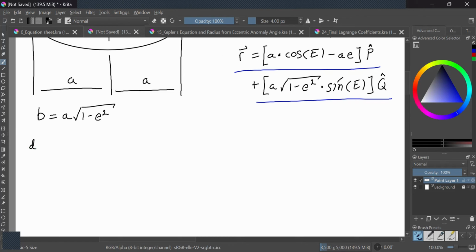So dr/dt is v, and that will be a times e dot times the sine of E. And because a and e are constants, there's nothing else here. That is in the p direction, p hat.